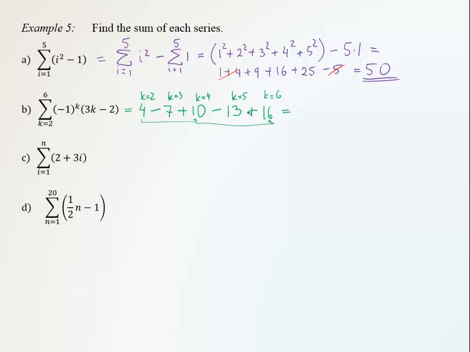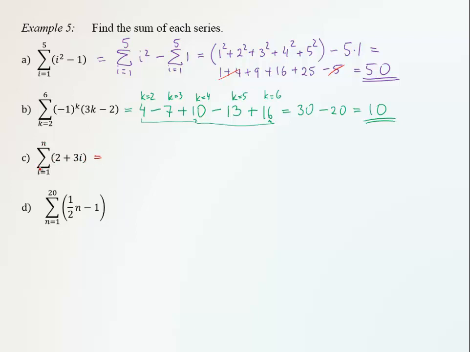16 and 4 is 20 and 10 is 30. And then all negative numbers after. So minus 7 and 13 is 20. Altogether 10. In the next example, we can use some of the properties.